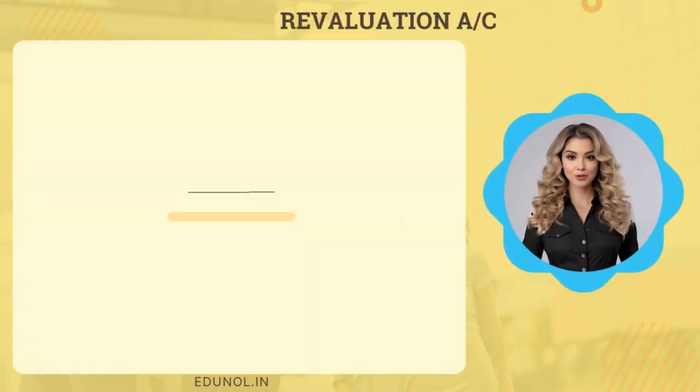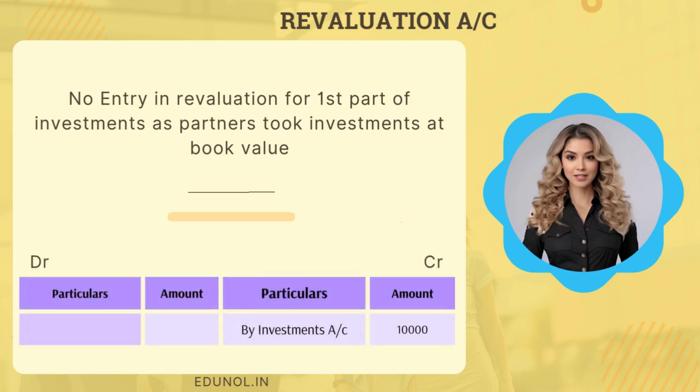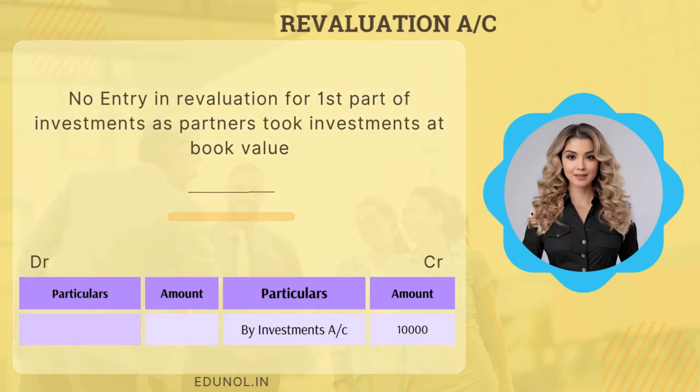Let's now move to the revaluation account. In the revaluation account, there's no entry for the first part of the adjustment because X and Y took the investments at the book value, so there was no profit or loss. However, for the second part, we have a credit entry of 10,000 rupees. This represents the revaluation profit from the increase in the value of the remaining investments.